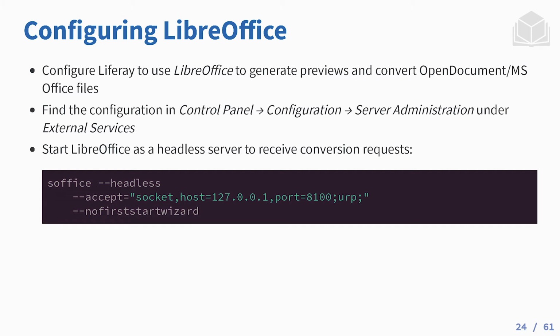Back to that time when this was, I think it always existed, but it was definitely refined during those times. Now, we can start LibreOffice as a headless server. We can configure everything in Control Panel, as it says here, Control Panel, Configuration, Server Administration, under External Services. So you've got to click in there quite a bit. When you go to Control Panel, Configuration, Server Administration, there you'll find a tab that says External Services, and you can enable the OpenOffice integration there.